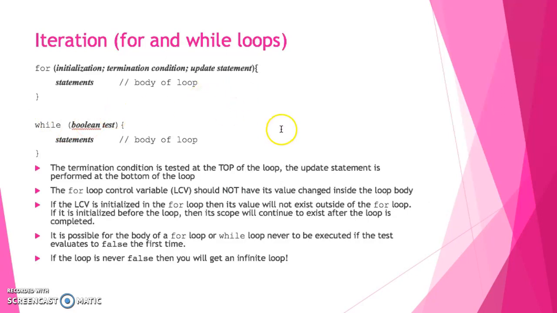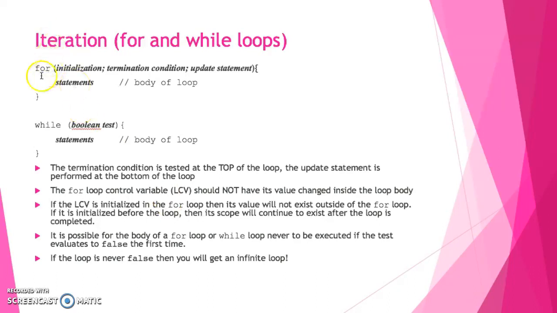All right, so with our for and our while loops, the terminating condition is tested at the top of the loop, and the update statement is performed at the bottom of the loop. The for loop control variable, the variable that controls this loop up top, should not have its value changed inside the loop body. That really goes against the way that it should be done. If that variable is initialized in the for loop, then its value will not exist outside the for loop. If it's initialized before the loop, then it will still exist after.